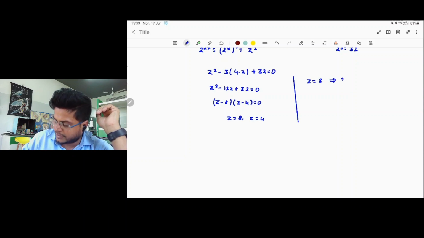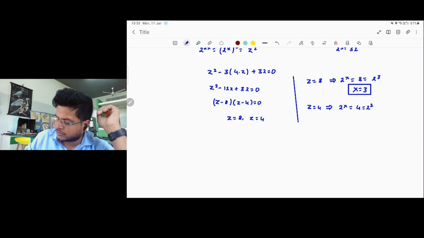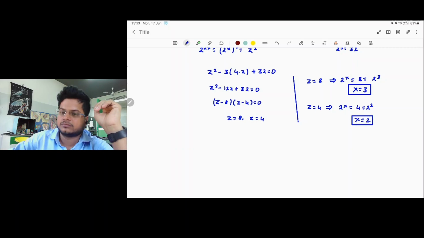So from this what we can write? 2 power x equals 8, which we can write as 2 power 3. From this we can write x equals 3. And then z equals 4. From this what we can write? 2 power x equals 4, which we can write as 2 square. So what we got? We got x equals 2.